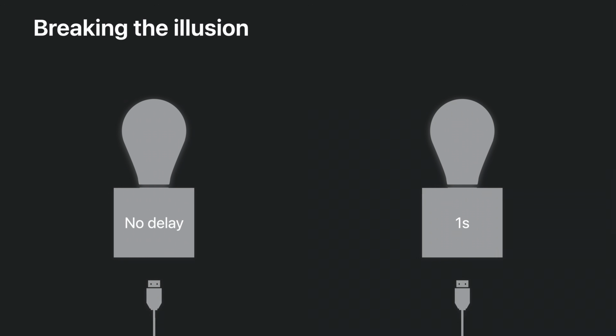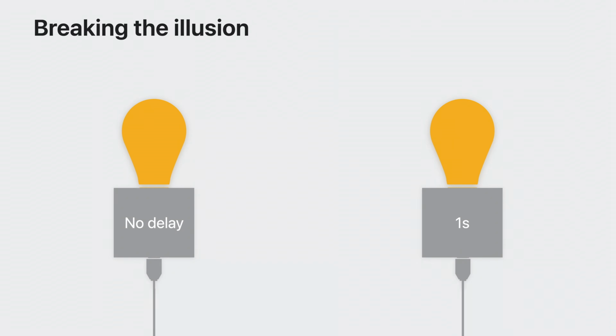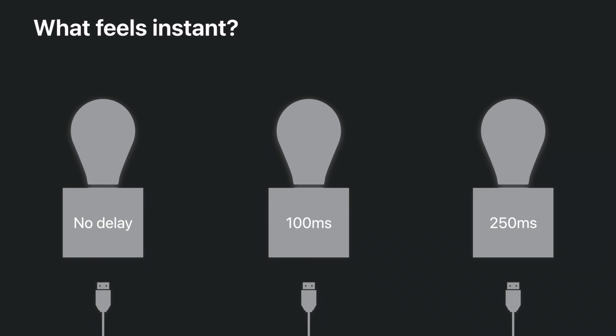You had no issue with me claiming that I've got an actual lamp here when there was no delay between the cable being plugged in and the light turning on. But when there's a significant delay, your brain suddenly says, wait a moment, that's not how this stuff works. But how fast is instant? What delay is small enough for us not to notice?